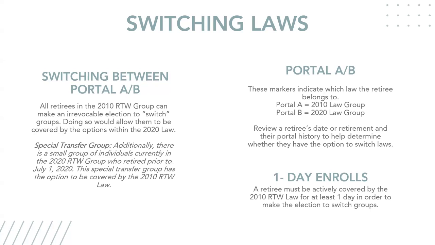This is a lot of time based on the retiree's date of retirement. And if they did not switch, it's going to be based strictly on that. The way that I discussed earlier, you switch between the Portal A and B is by filling out that 15 ELEC for the retirees to switch from the 2010 to the 2020. And all the retirees in 2010 have the one-time chance, it is an irrevocable decision, to switch to these groups.